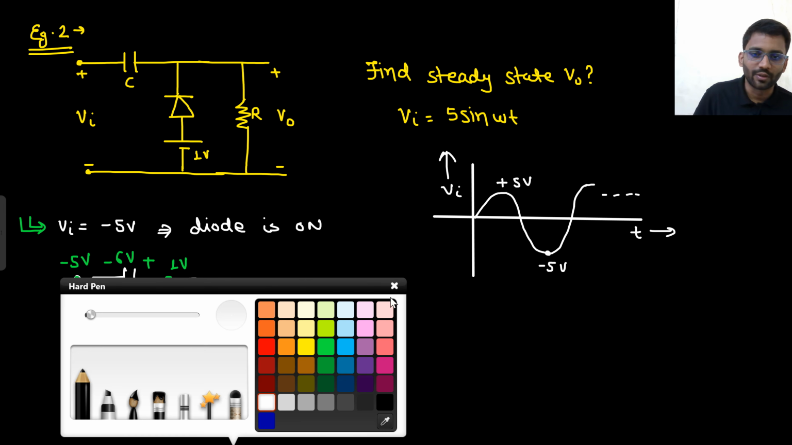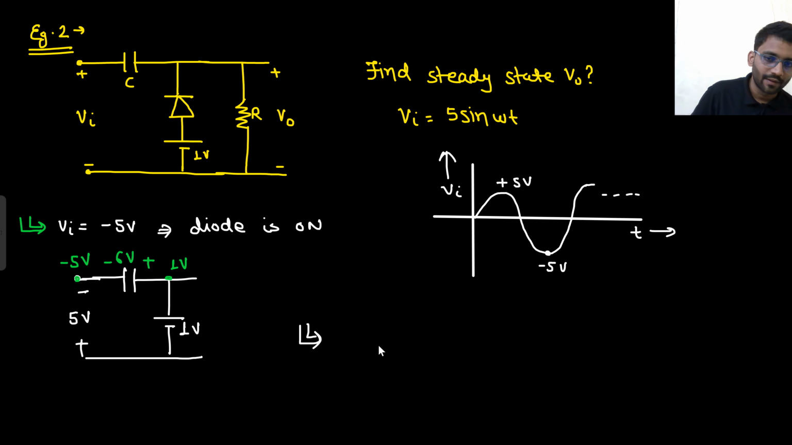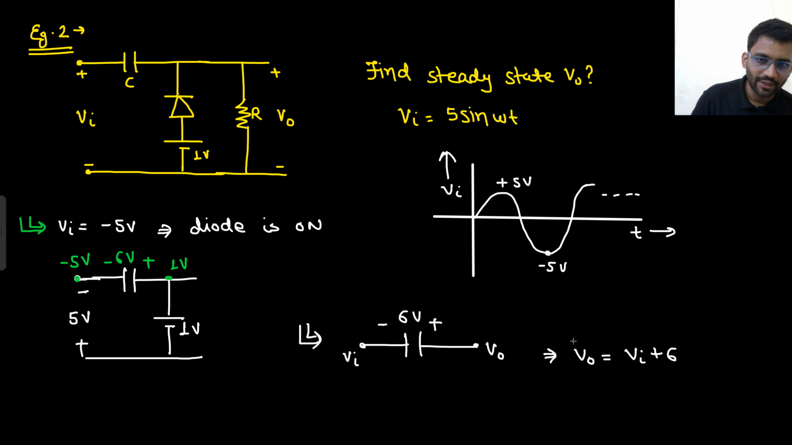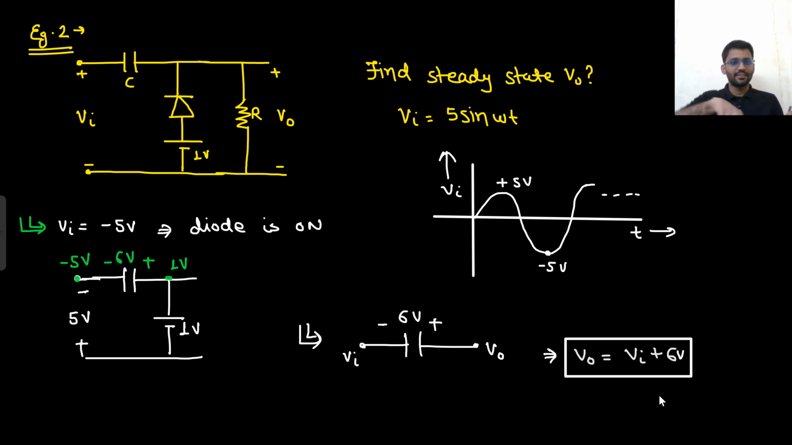Now what will be your output? How will your output look like? This is 6 volt. This is Vin and this is V0. Simply your V0 will be Vin plus 6. So it is clamping up by 6 volts. Not by 5 volt but by 6 volt.